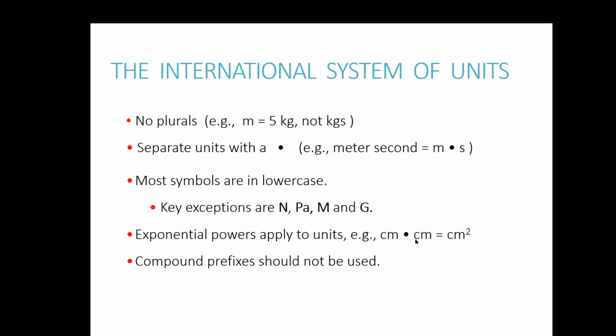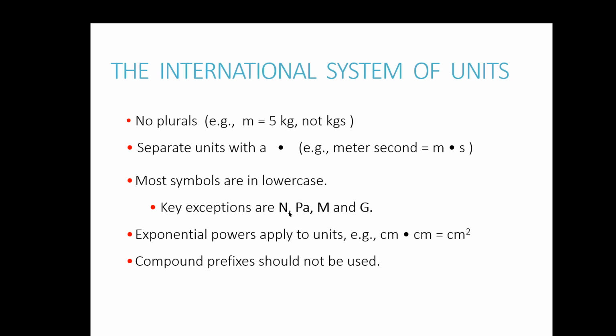Okay, here's the SI system, and some things to pay attention to when you're using it. Don't use plurals. It's kilogram; don't write 5 kgs. When you have multiple units, you separate them with a dot, like meters, seconds. If you didn't do that, this potentially could be milliseconds, because M is used both for milli and for meters. This will avoid that confusion.